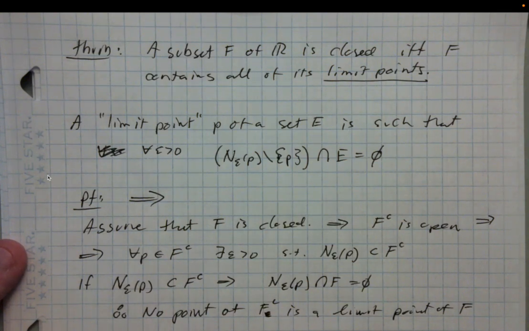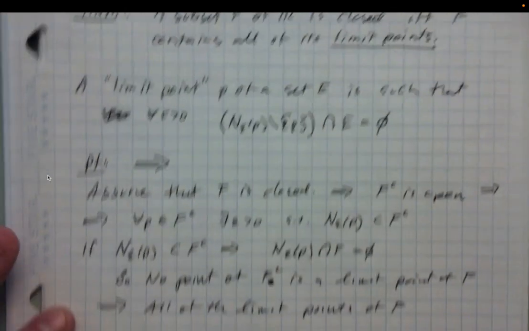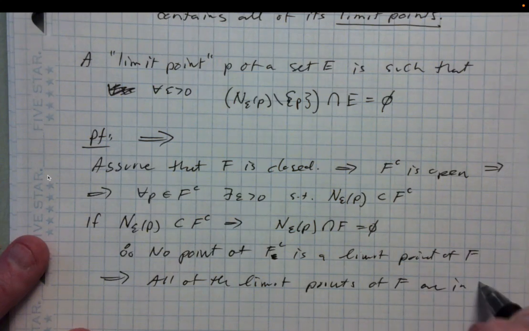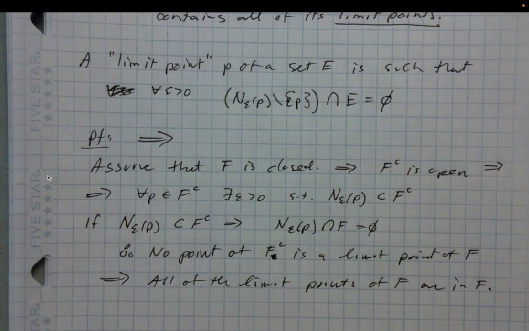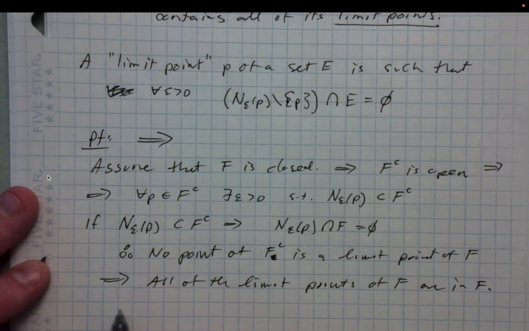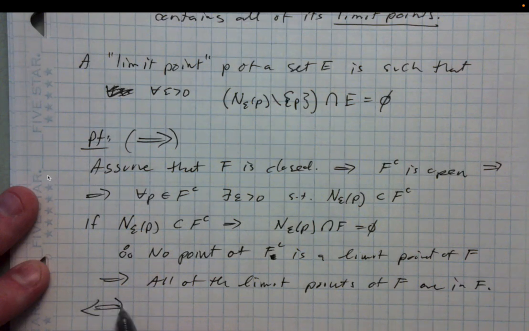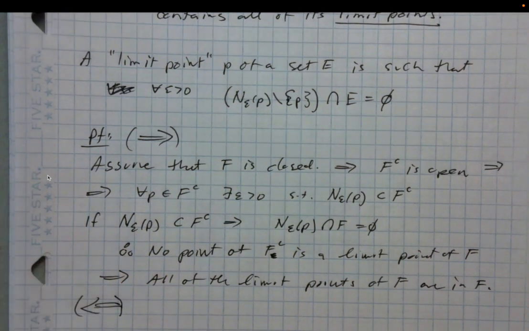All of the limit points of F are in F, right? You've got two sets, F and F complement. If no point of F complement is a limit point of F, then all of the limit points of F must be in F. So that's the one direction. If F is closed, then all of the limit points of F are in F. Let's go the other way. Let's go the other direction.